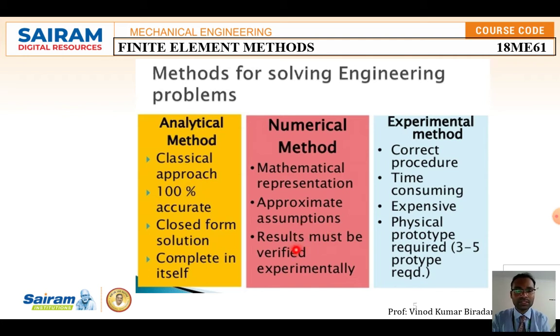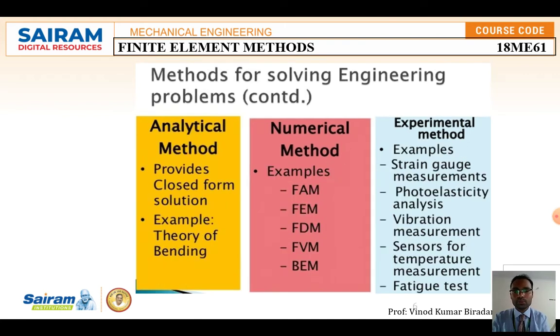Okay, after getting the result from the numerical method, we have to verify it with ANSYS software or any software. So what does the experimental method mean? We have to follow the correct procedure. It is time consuming and expensive, and a physical prototype is required, three to five times. Okay, so again, continuing with the methods.